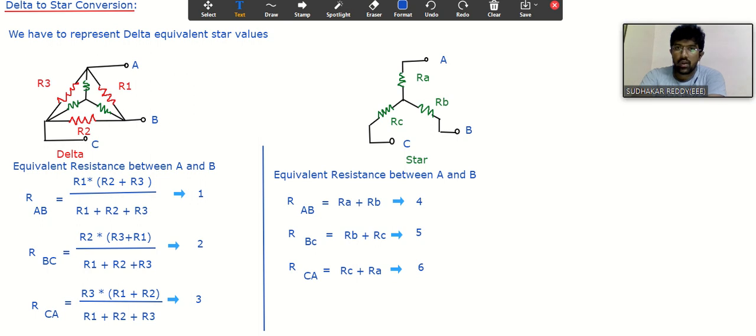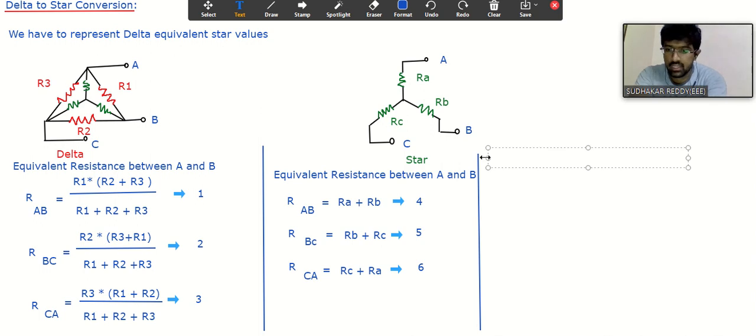So now I can equate the equivalent resistances between A and B for both the delta and star connection, right?